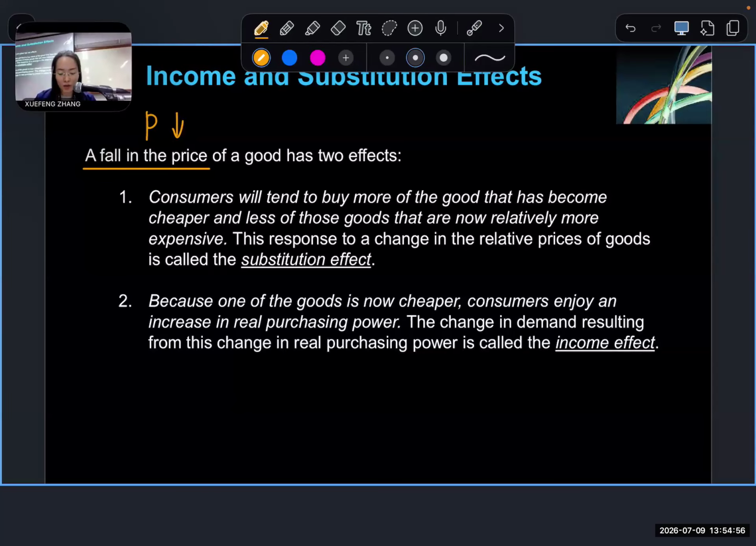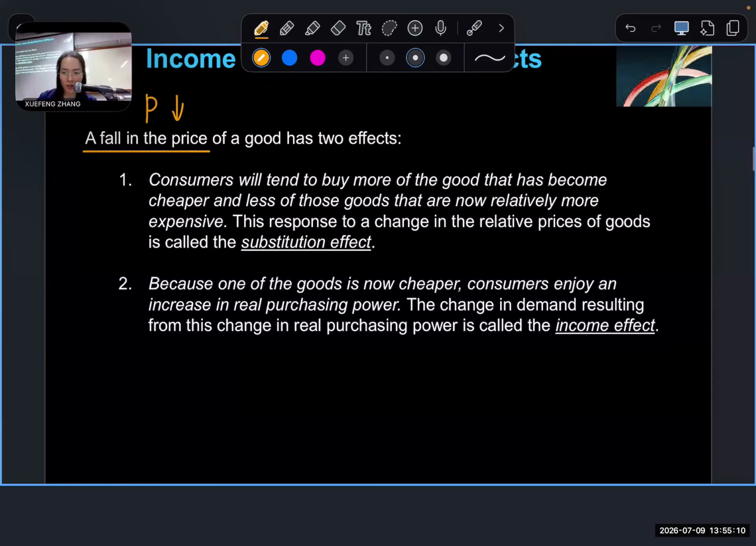Okay, about those two effects, let me give you a short version. Substitution effect means this is now cheaper than others, so you're gonna swap. So this is substitution. You switch to the cheaper one. The income effect means I feel richer now because of the purchasing power, so I'm gonna buy more.